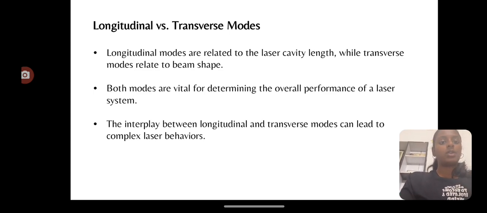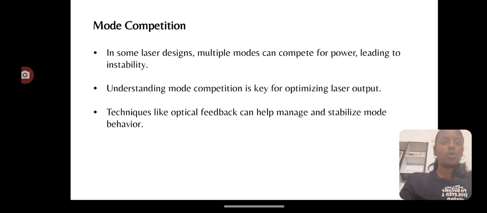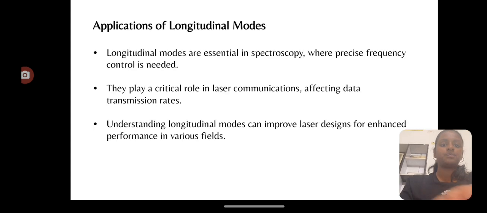The interplay between longitudinal and transverse modes can lead to complex laser behaviors. Mode competition, which is better? In some laser designs, multiple modes can compete for power, leading to instability. Understanding the mode competition is key for optimizing laser output. Techniques like optical feedback can help manage and stabilize mode behaviors.